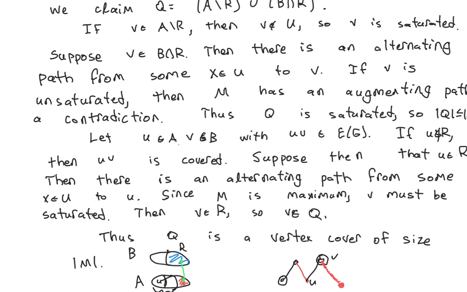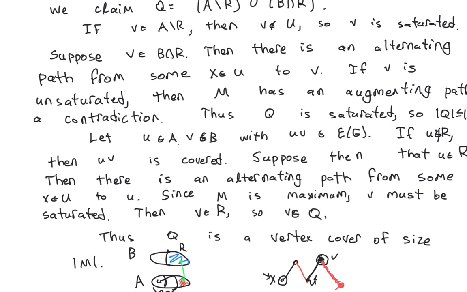The point is, since U is in R, there has to be an alternating path from some X in capital U to this vertex U. Note here that X is unsaturated and U clearly is saturated. And then we add this edge to the path. And if V were unsaturated, then we have an augmenting path, which contradicts the assumption that M is a maximum matching. So in particular, there has to be a red edge coming out of V.